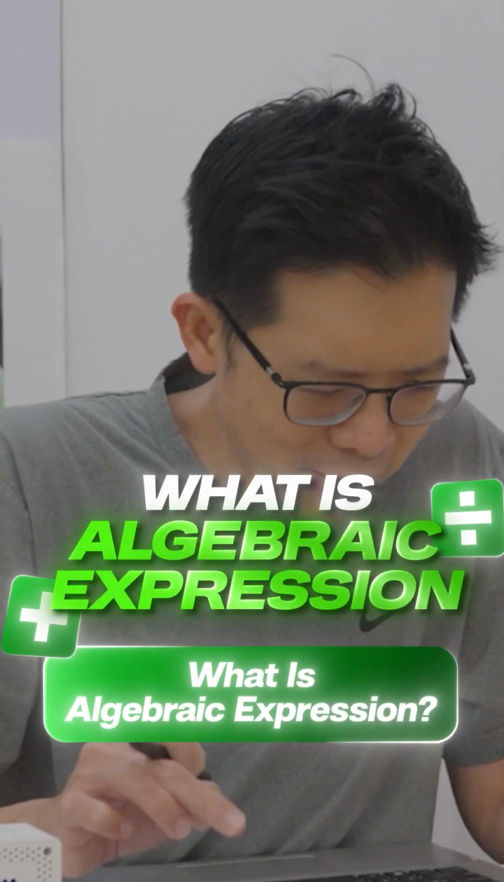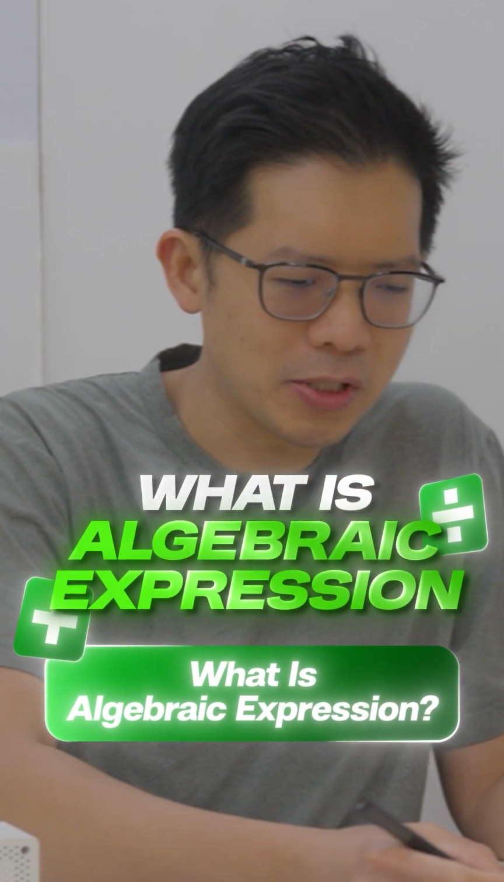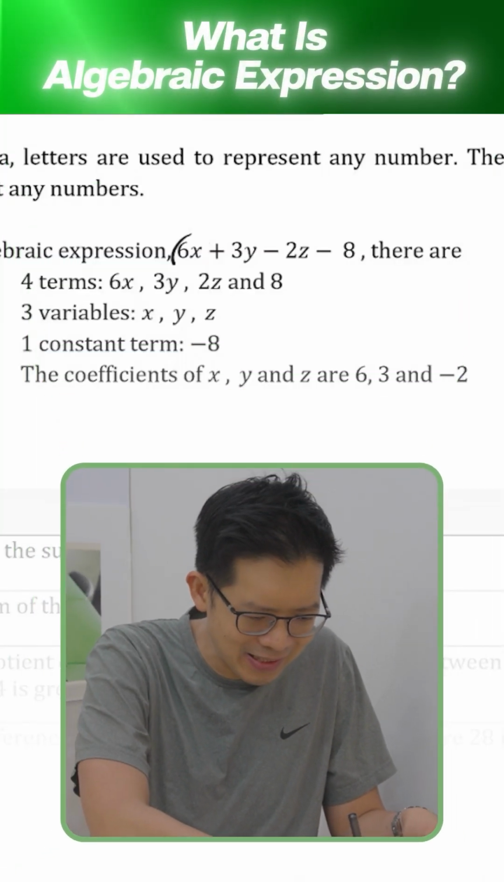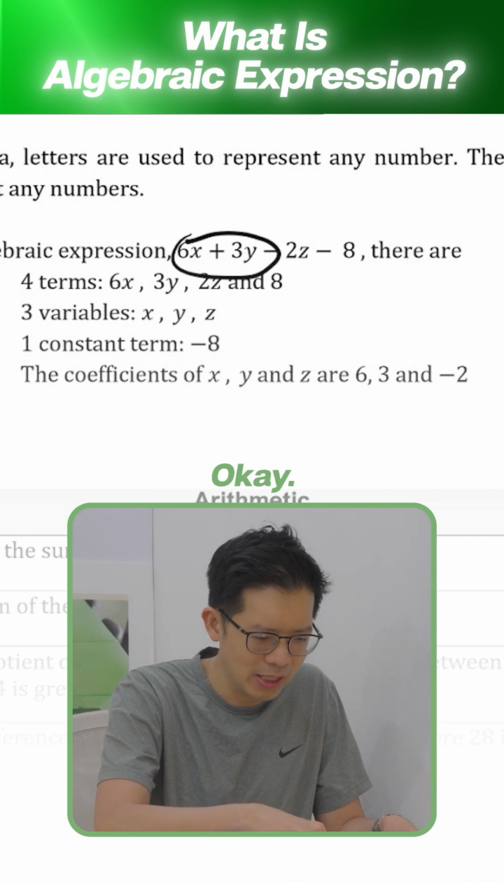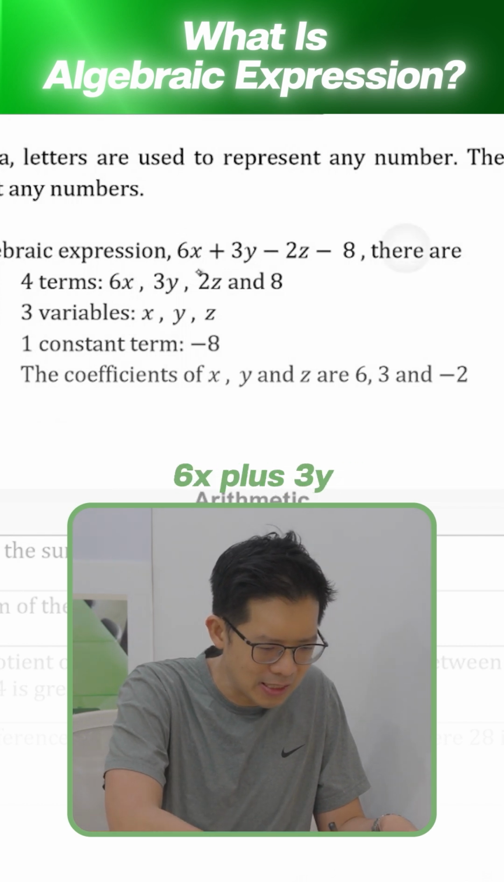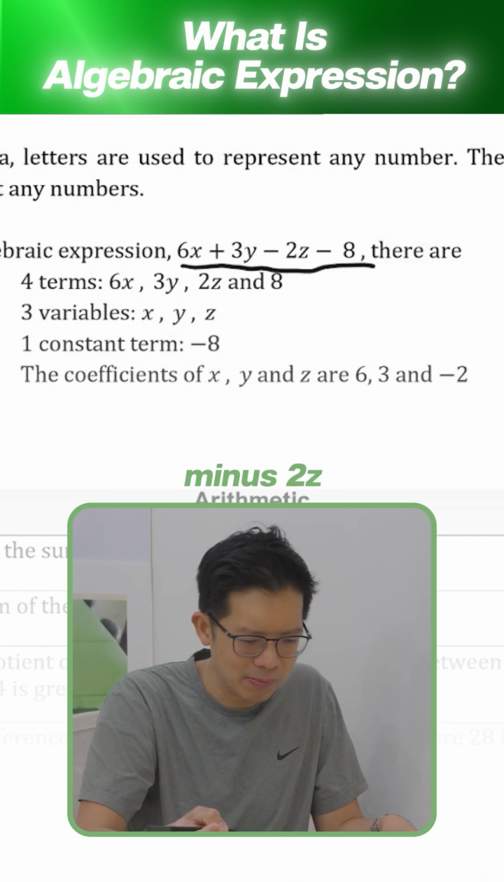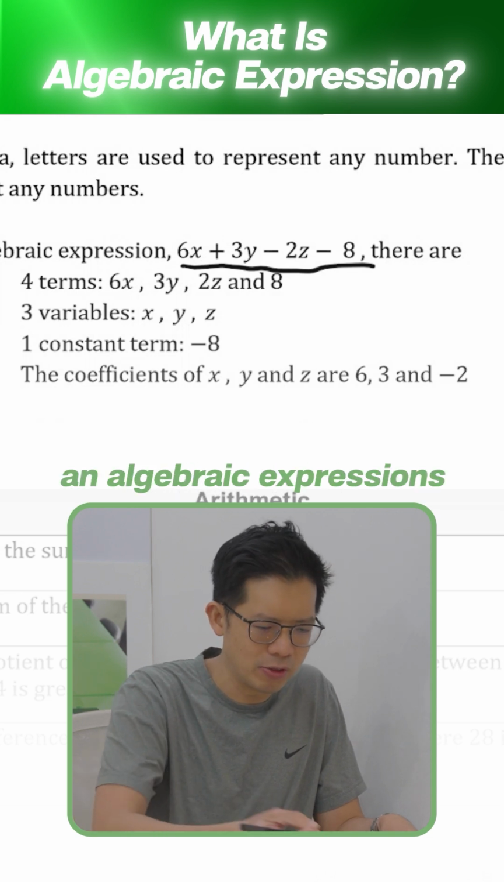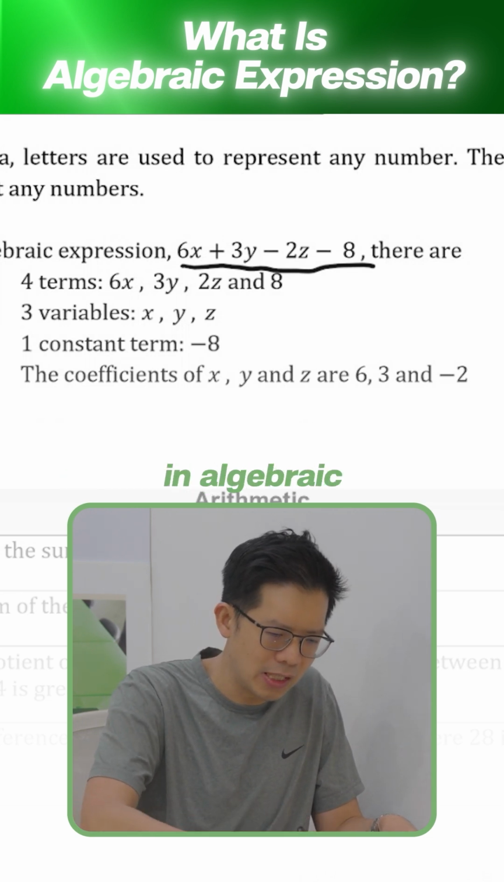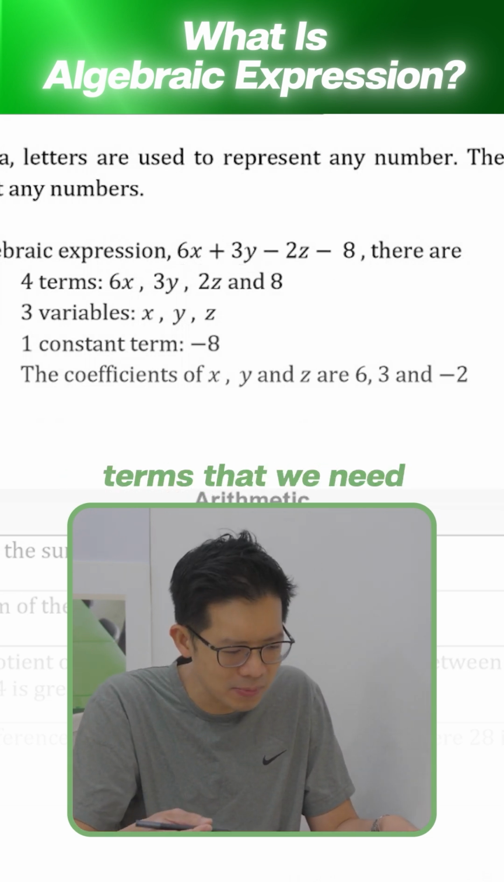So algebraic expressions are basically expressions in which we use letters from the alphabet to represent numbers. So something like 6x + 3y - 2z - 8. This is what we call an algebraic expression. Now, in algebraic expressions, there are also terms that we need to get used to.